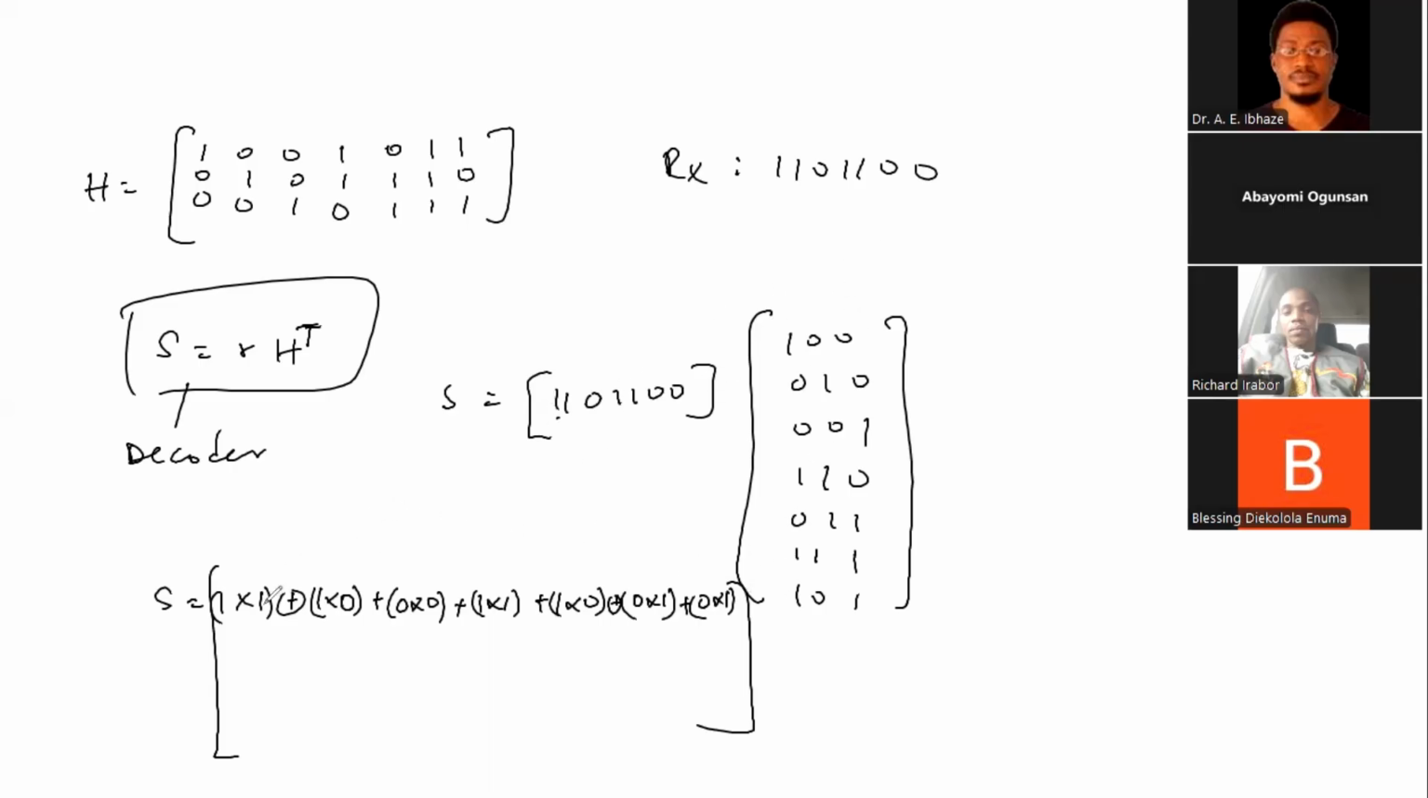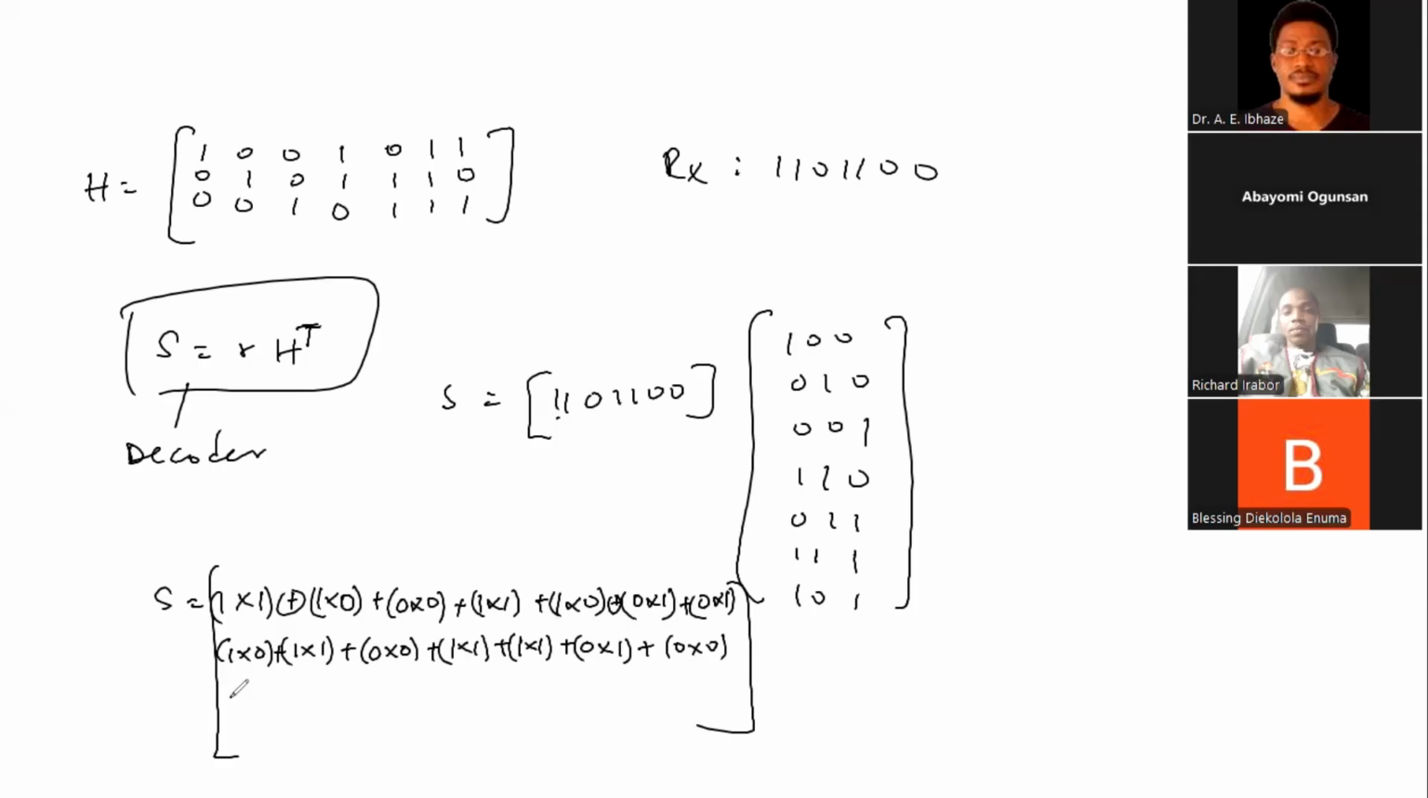Then we now do the same for the second column. That would be 1 times 0 plus 1 times 1 plus 0 times 0, plus 1 times 1, plus 1 times 1, plus 0 times 1 plus 0 times 0.